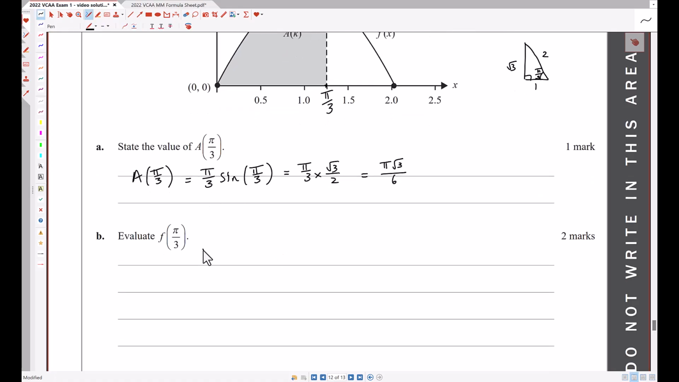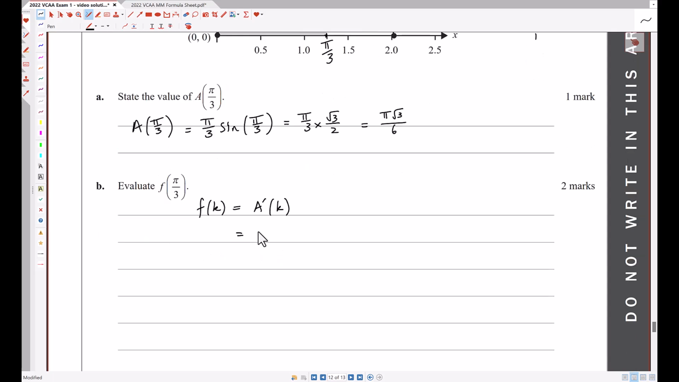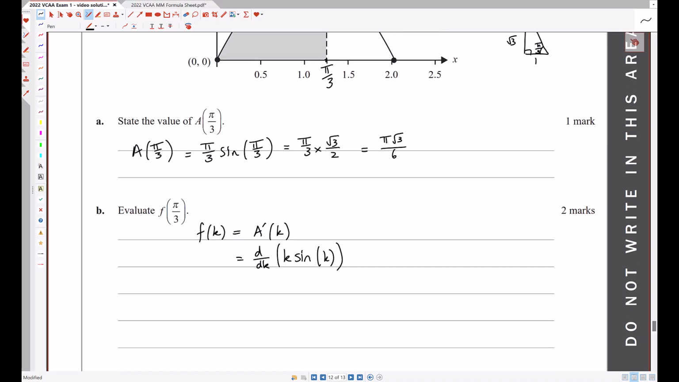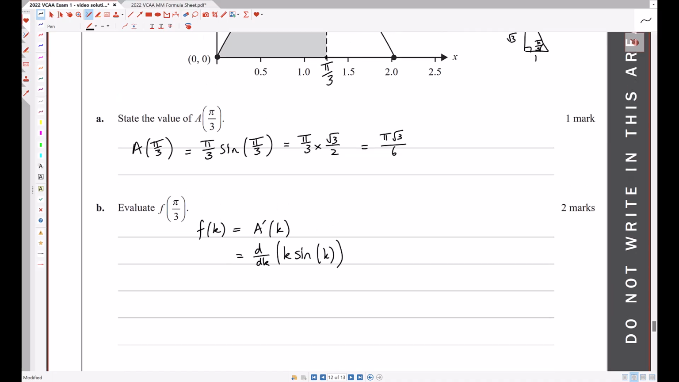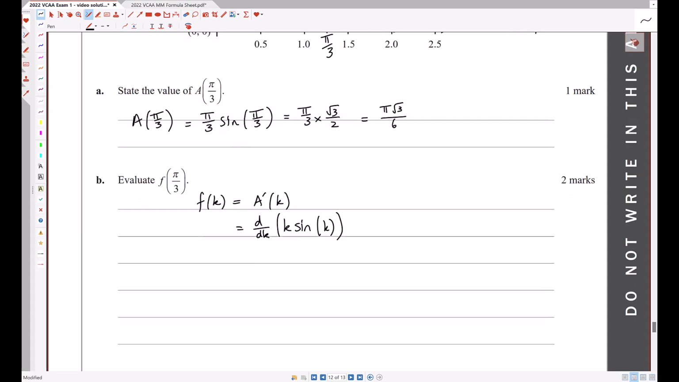We know that f of k is going to be the derivative of A of k, which means it is the derivative, with respect to k, of k sine of k. Okay, so careful about the k's here. k isn't a constant. That's what we're differentiating with respect to. So we actually have a product rule here in terms of derivative. We've got k times sine of k.